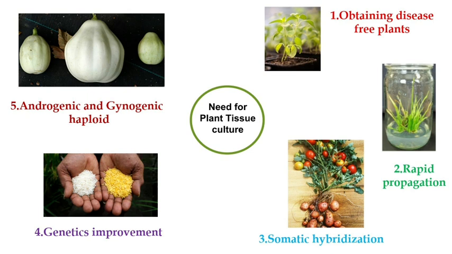The second point is rapid propagation. The third one is somatic hybridization. Hybrids are produced by the somatic hybridization method, where somatic cells are fused together to form new hybrid plants. Next, genetic improvement. For genetic improvement, golden rice production is a very suitable example. The next one is androgenic and gynogenic haploids. Haploids are homozygous plant production.